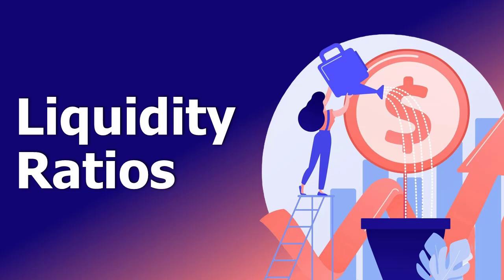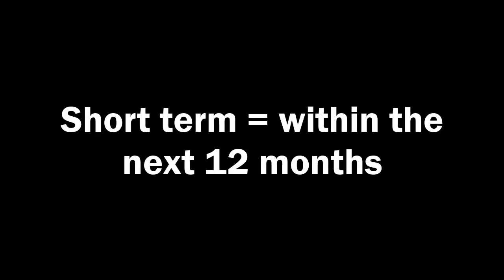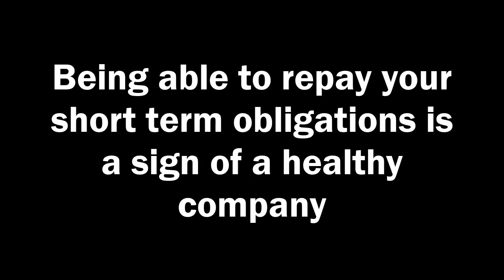Liquidity ratios tell you how well a company can cover its short-term obligations. Short-term, meaning within the next 12 months. Being able to repay your short-term obligations is an indicator of a healthy company. In this video, you'll learn about two important liquidity ratios. Each of these ratios can be calculated with just the balance sheet.